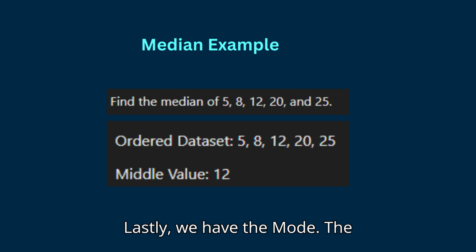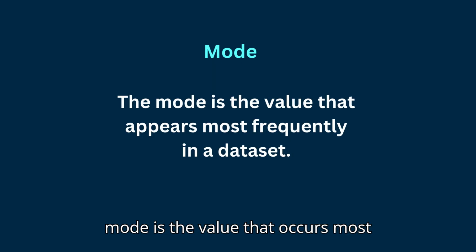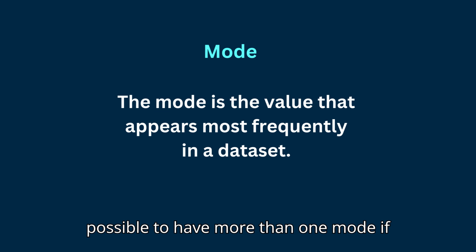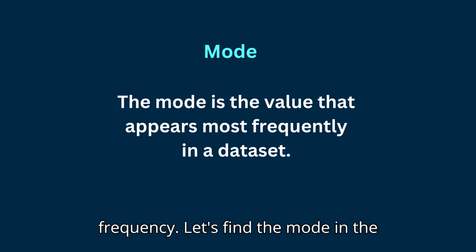Lastly, we have the mode. The mode is the value that occurs most frequently in your dataset. It's possible to have more than one mode if multiple values appear with the same frequency.